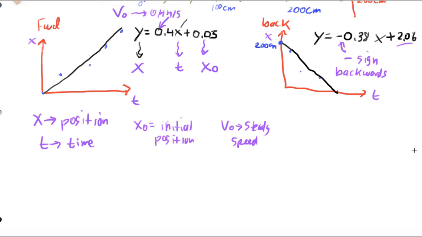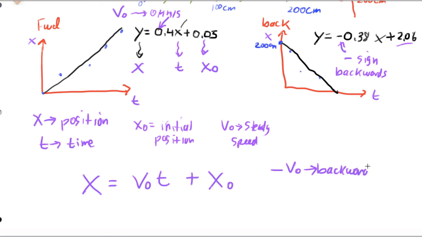So when we put all this together in the equation that we use for AP Physics, what we basically say is that the position of a car moving at steady speed depends on its velocity multiplied by the time that it goes at, plus whatever initial position you start at. Negative v naught means we're going backwards, and positive v naught means that we're going forwards.